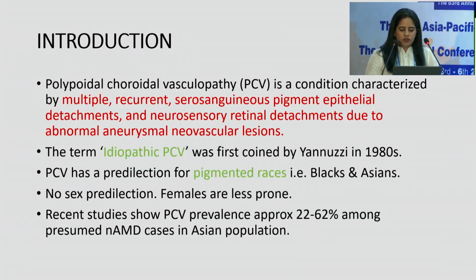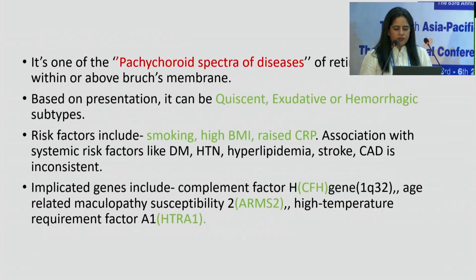So, as we know, polypoidal choroidal vasculopathy is a condition characterized by multiple recurrent serosanguinous pigment epithelial detachments and neurosensory retinal detachments due to abnormal aneurysmal neovascular lesions. Idiopathic PCV was first coined by Yannuzzi. It has a predilection for pigmented races. It is one of the pachychoroid spectrum of diseases.